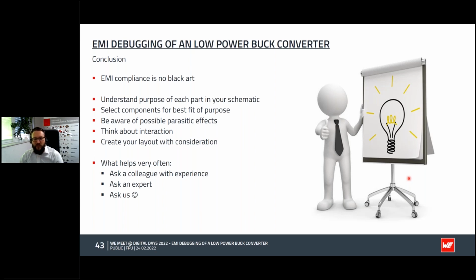with thought and consideration. As you see from the first design to the second design, the size stays the same and the components are in the same place, but how the components are placed and how the traces are designed is different, and this leads to a better EMI result.